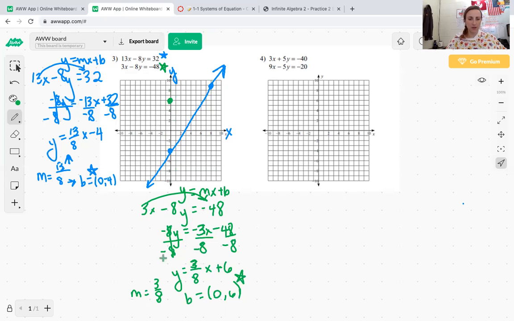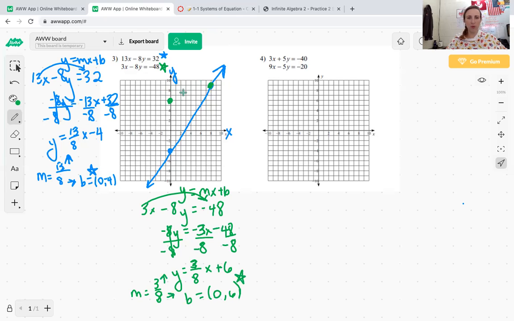And now our slope tells us to go up 3 and then right 8 because it's positive. So if I go up 3, 1, 2, 3, and then right 8, 1, 2, 3, 4, 5, 6, 7, 8. We're all good. If you notice, that's the point where they cross at. So you can go ahead and make your line.